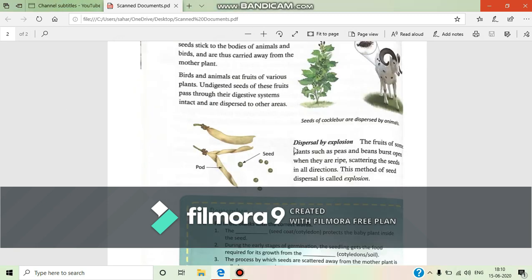So the next and last external agent is explosion. The fruits of some plants, such as peas and beans, burst open when they are ripe, scattering the seeds in all directions. This method of seed dispersal is called explosion. So some plants, such as peas and beans, when they become ripe, just burst open and scatter all their seeds in different directions. So this way seeds get dispersed by explosion.